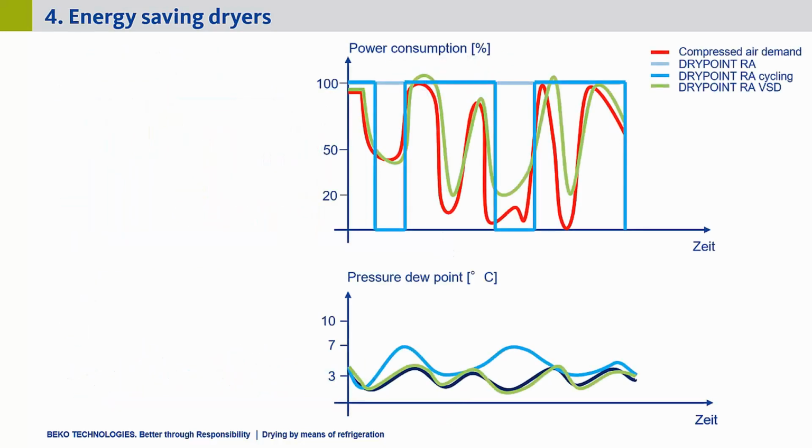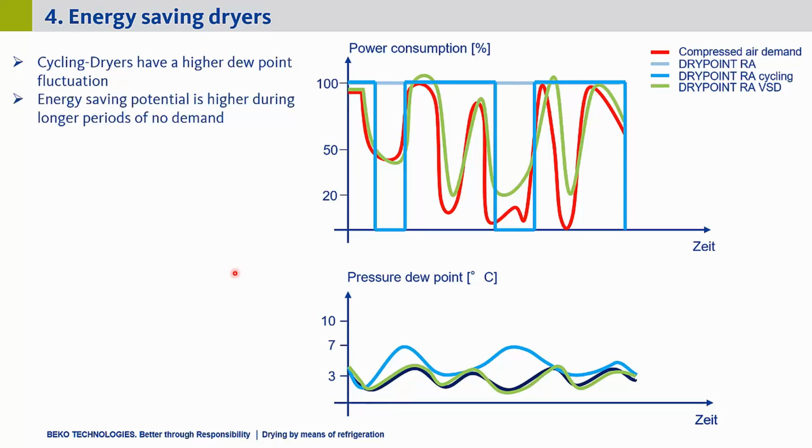So let's have a short summary about the energy saving dryers, starting with the cycling dryers and ending with the VSD dryers. Cycling dryers definitely have a higher dew point fluctuation. This is just because of the nature of the dryer. The dryer is a slow reacting system. The whole refrigerant circuit is a system that reacts to temperatures, but it is a slow system, so it cannot directly change as soon as a temperature change occurs. That's why you get these higher dew points at the outlet. So you get higher dew points with cycling dryers than with standard dryers. Then again, the energy saving potential is higher during longer periods of no demand. I guess this doesn't need any explanation.